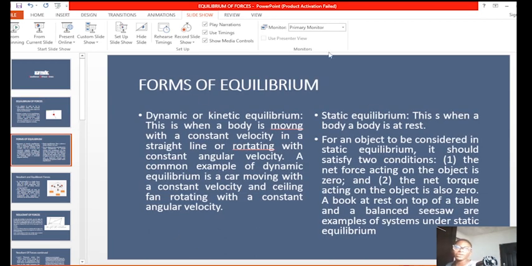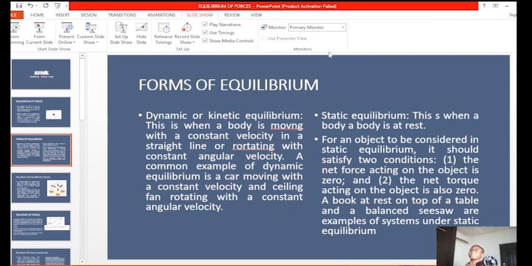So forms of equilibrium, we have the dynamic or kinetic equilibrium. This is when a body is moving with a constant velocity in a straight line or rotating with constant angular velocity. A common example of dynamic equilibrium is a car moving with constant velocity, and we have a ceiling fan rotating with a constant angular velocity. Those are examples of dynamic or kinetic equilibrium.